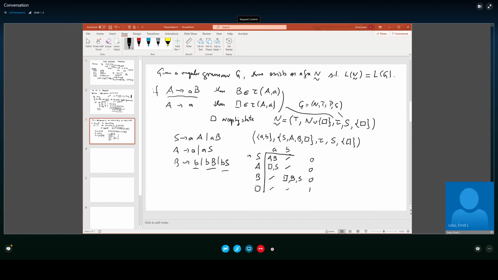So the only wrinkle when it comes to regular grammars is that we can't handle the empty word. But the empty word is a little blip. So if you ignore the empty word, then regular grammars, non-deterministic finite automata, deterministic finite automata, and regular expressions define exactly the same languages.